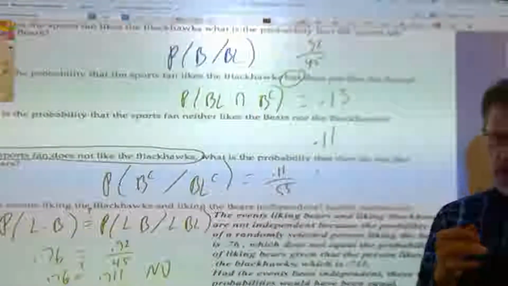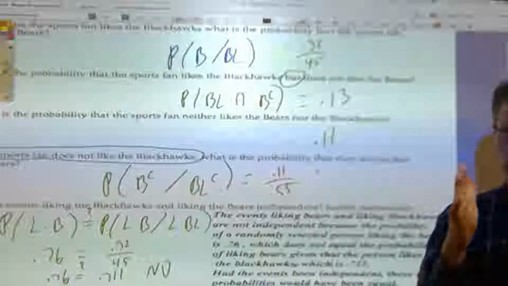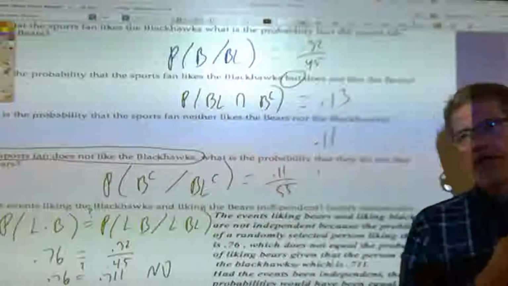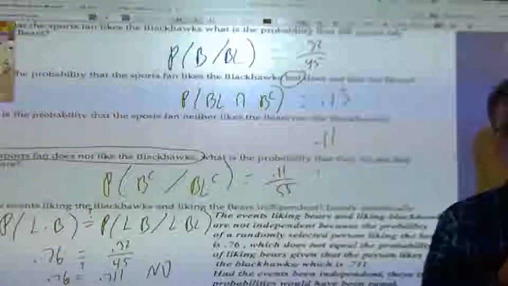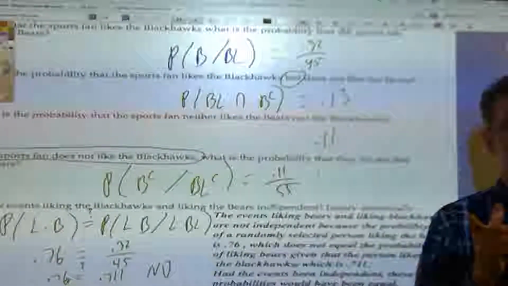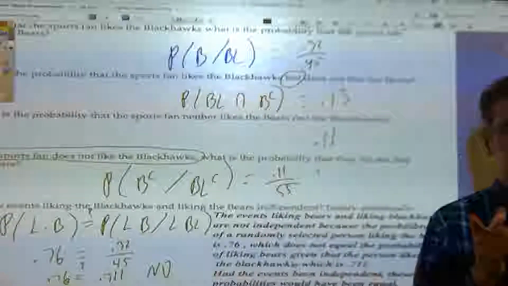Could you define disjoint and not disjoint one more time, please? Yeah, if two events are not disjoint, then there are instances that occur that are common to both events. There's an overlap between the two events if they are not disjoint. If they're disjoint, then there's no overlap between the two events. So that's a separate question from whether or not the events are independent.